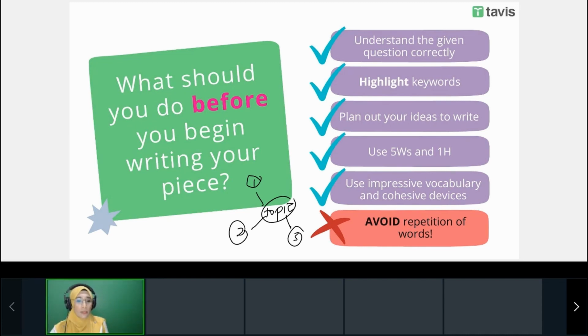And then try to use 5 W's and 1 H. I call this the 5 wives, and this is 1 husband. 5 wives and 1 husband. So please make sure that you try and use at least two of these wives. Like for example, the most common one is the what? So this is wife number one.